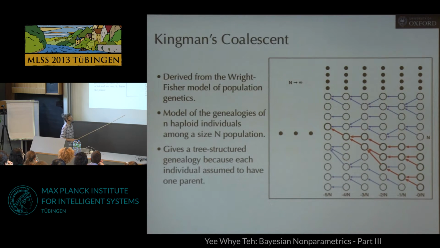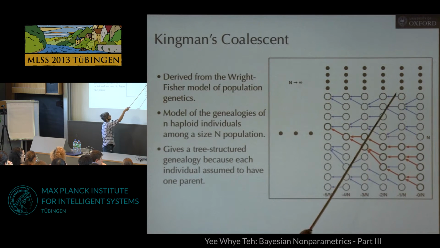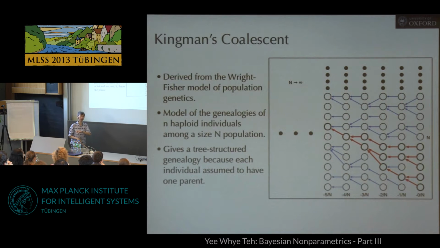Okay? So imagine that we are trying to model how different individuals are related to each other in the past. Okay, and the way we're going to model it is the following. Let's imagine that we have a certain population of size n, where n is very large. So think of the population of humans in the world. We're going to pick a certain subset of humans.